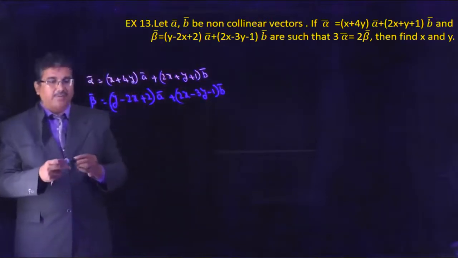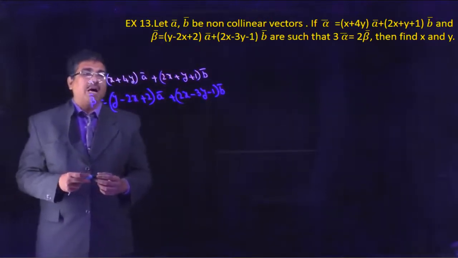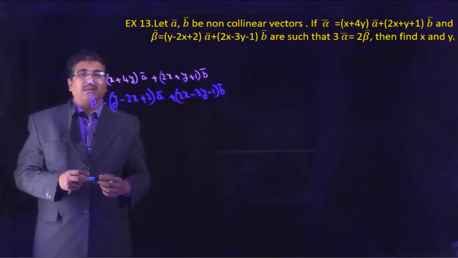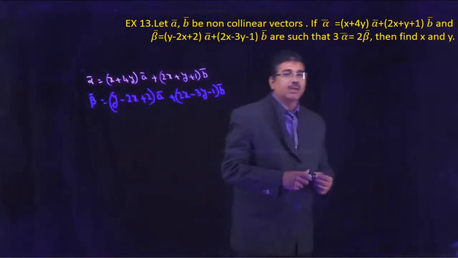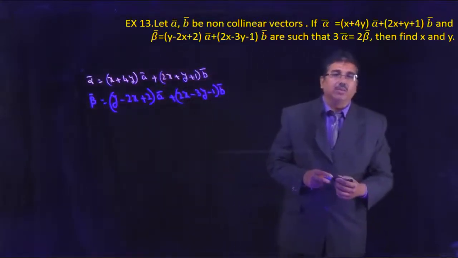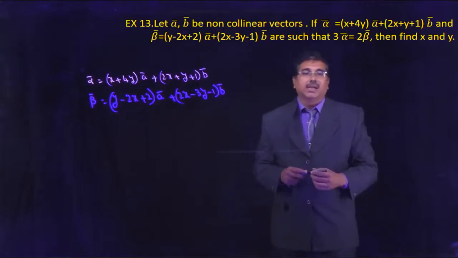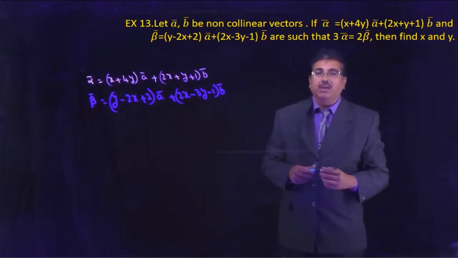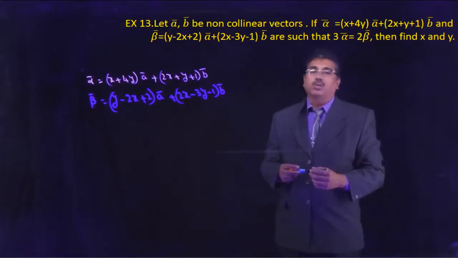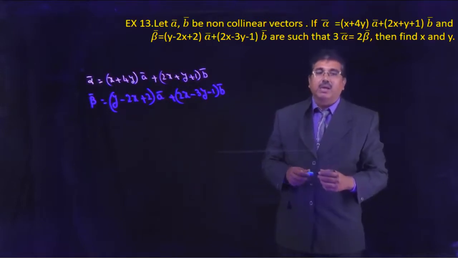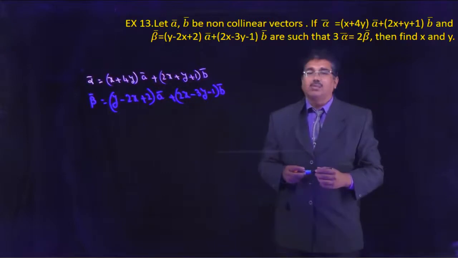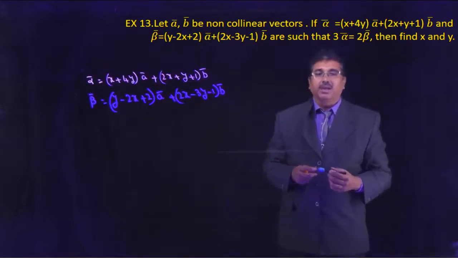Right, given alpha bar is equal to x plus 4y into A bar plus 2x plus y plus 1 into B bar, and beta bar is equal to y minus 2x plus 2 into A bar plus 2x minus 3y minus 1 into B bar, right.